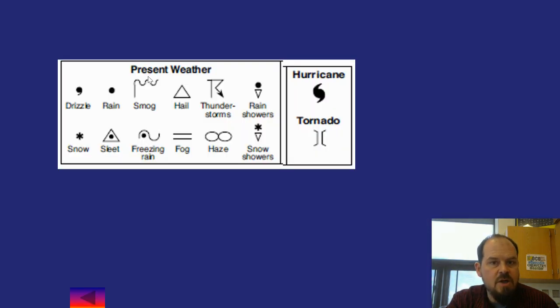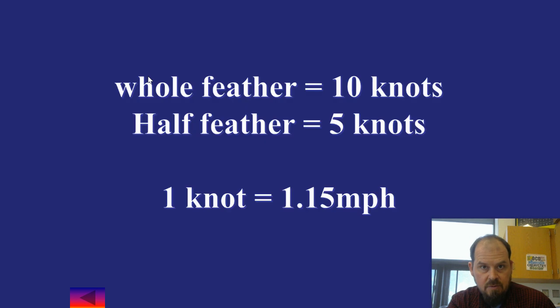These are the symbols that would go there to show me what's happening. Hurricane, tornado, snow shower, haze, fog, hail, drizzle, all of these things. This is a symbol that would be there. And in our case, on the reference table, it does say present weather, snow, and then visibility is a half. So a half mile visibility. So those two things are there.